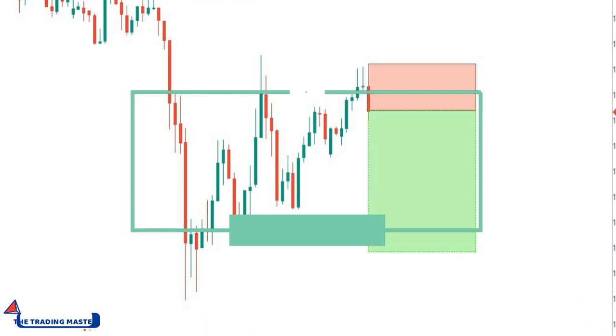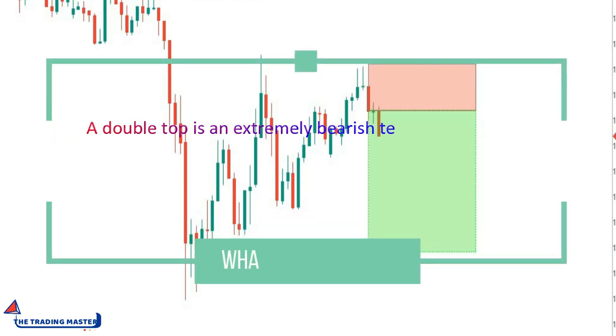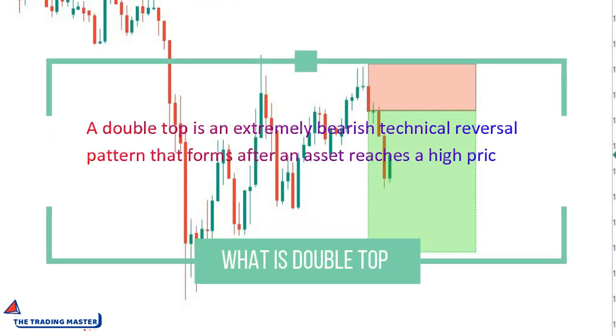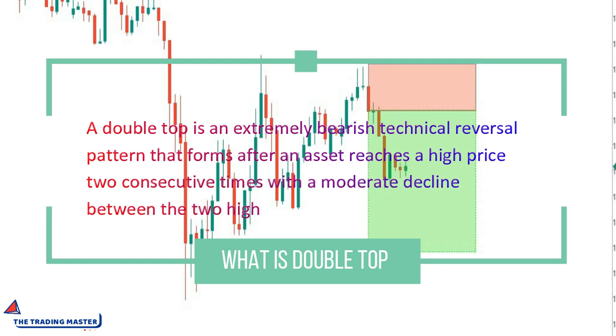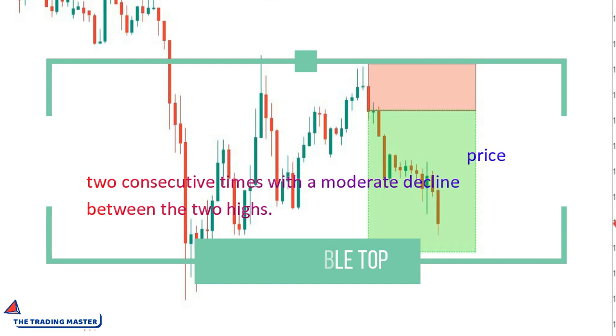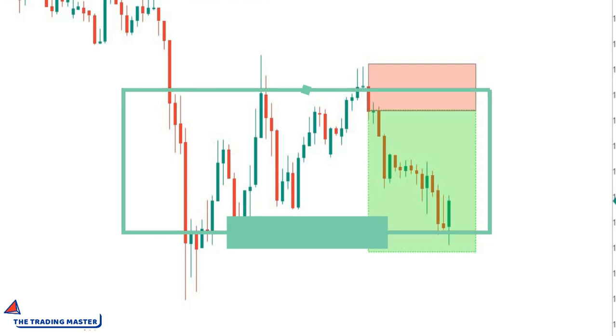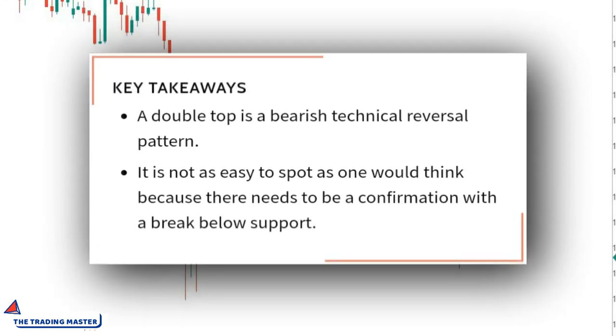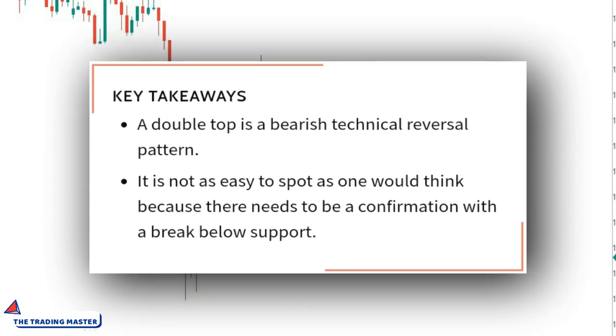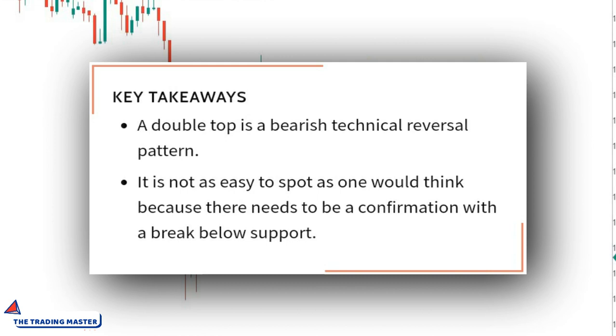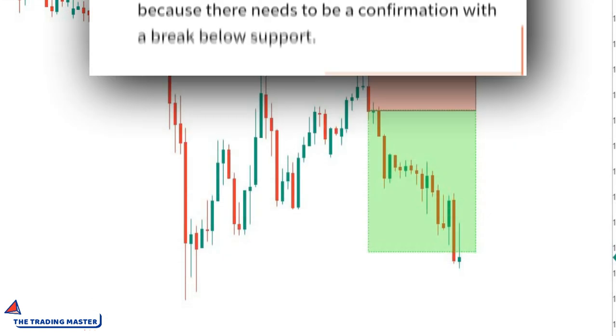Okay, let's start. What is a double top? A double top is an extremely bearish technical reversal pattern that forms after an asset reaches a high price 2 consecutive times with a moderate decline between the two highs. It is confirmed once the asset's price falls below a support level equal to the low between the two prior highs. A double top is a bearish technical reversal pattern. It is not as easy to spot as one would think because there needs to be a confirmation with a break below support. Let's take our first example based on double top pattern strategy.